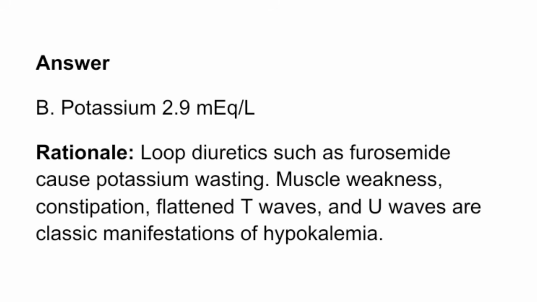The answer is B. Potassium 2.9 milliequivalents per liter. The rationale is loop diuretics, such as furosemide, cause potassium wasting. Muscle weakness, constipation, flattened T waves, and U waves are classic manifestations of hypokalemia.